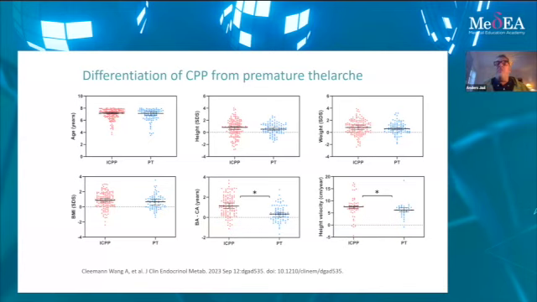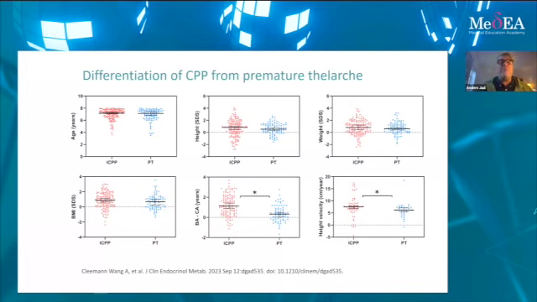And the same goes for the height velocities shown down here in the lower right panel. Height velocity is higher in CPP, but there's a big overlap. So you cannot use any of these clinical parameters in isolation to distinguish central precocious puberty from premature thelarche.